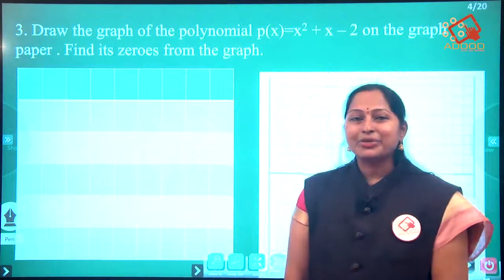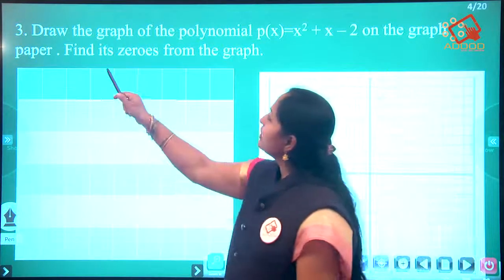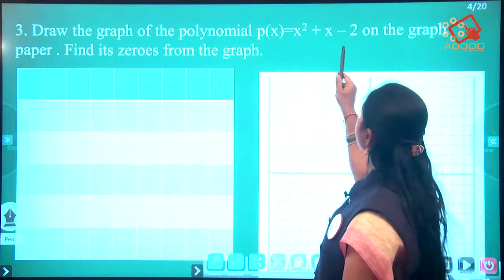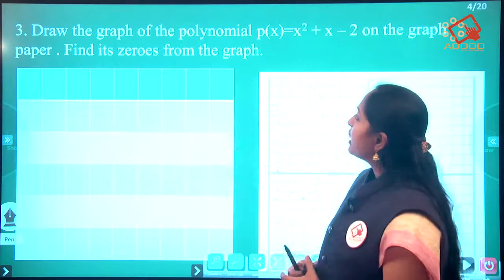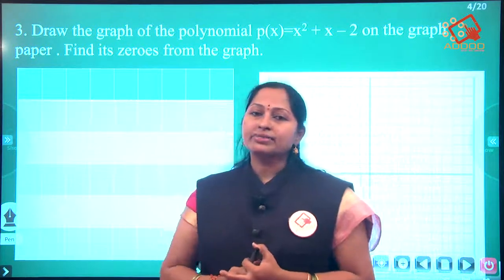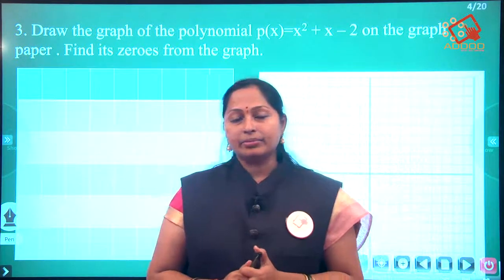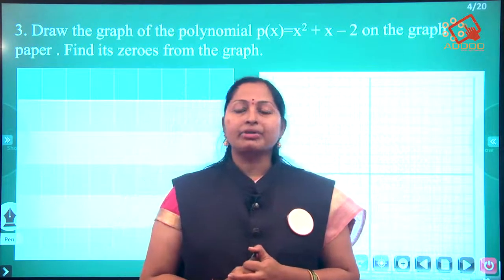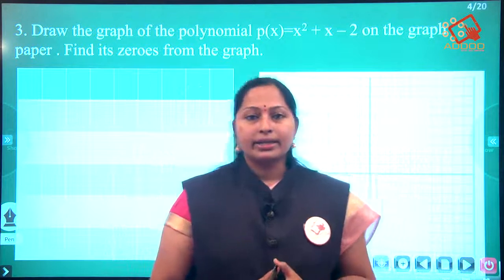Now we can see the third question on the screen. In this question, draw the graph of the polynomial p of x is equal to x square plus x minus 2 on the graph paper. Find the zeros from the graph. See students, this graphical method is very, very important in the final exam. One question is compulsory from this method, so my request is everyone practice these kinds of questions on the graph paper.